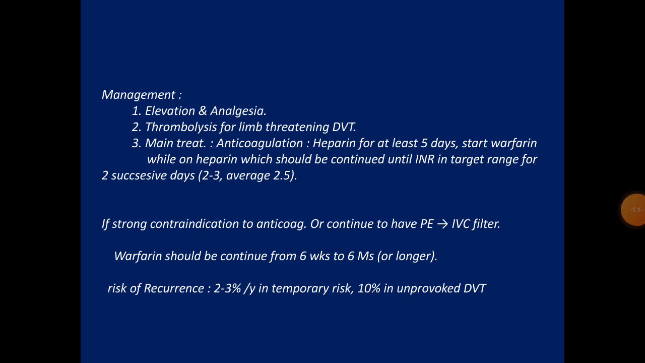So we should start with an anticoagulant like heparin or low molecular weight heparin, and at the same time we should start warfarin, in order later on, after we reach the target INR, to stop heparin and continue on warfarin. If there is a strong contraindication to anticoagulants and we cannot give them, or the patient developed pulmonary embolism despite being on anticoagulants, we should use an inferior vena cava filter.